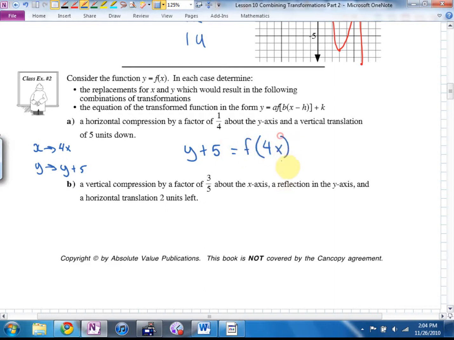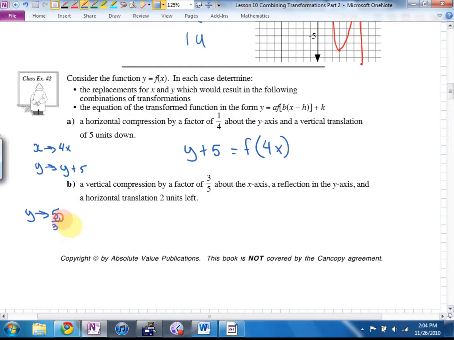Now I did that all in one step because I only had one horizontal and one vertical. If I have more than one horizontal or more than one vertical, we're going to do this in multiple steps, because otherwise you'll make a sloppy mistake. So here we go. B, vertical compression by a factor of 3/5. Replace y with what? 5/3 y. Yep, everything's backwards.